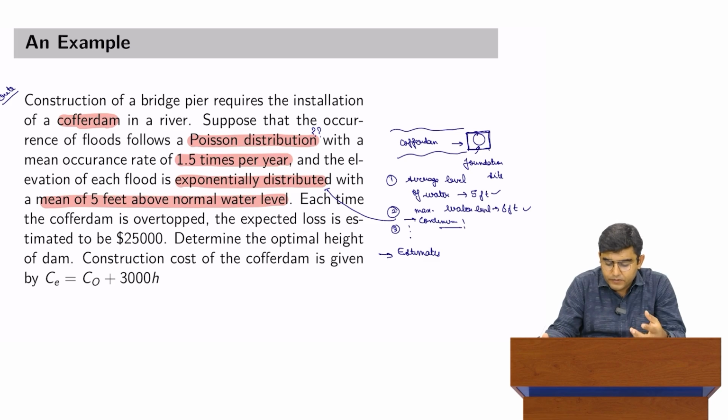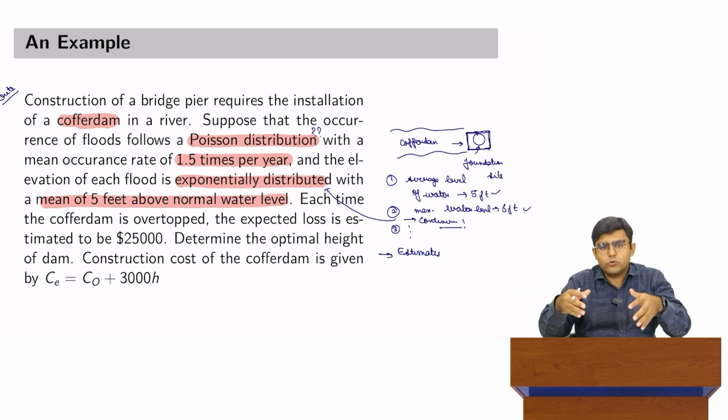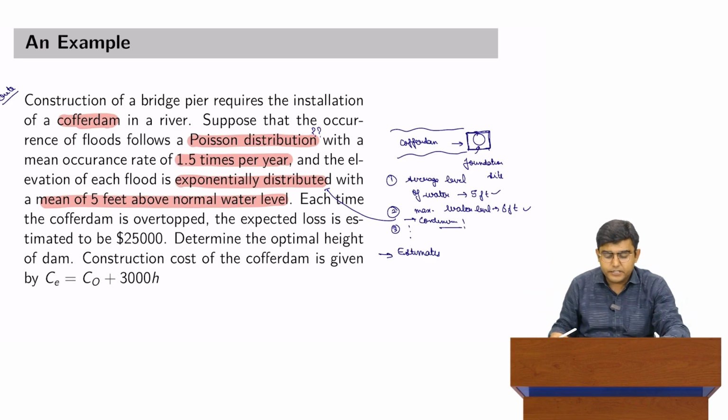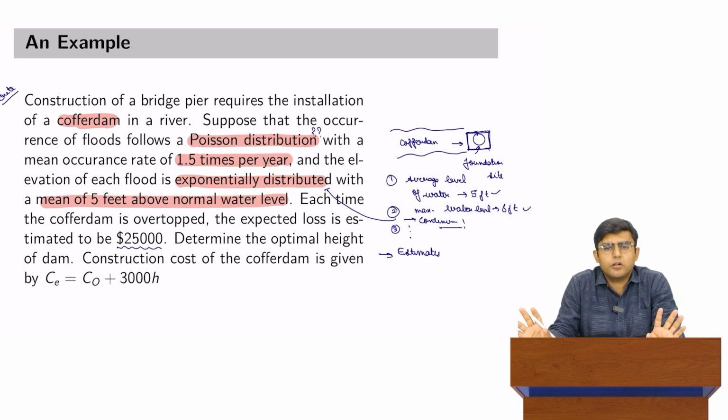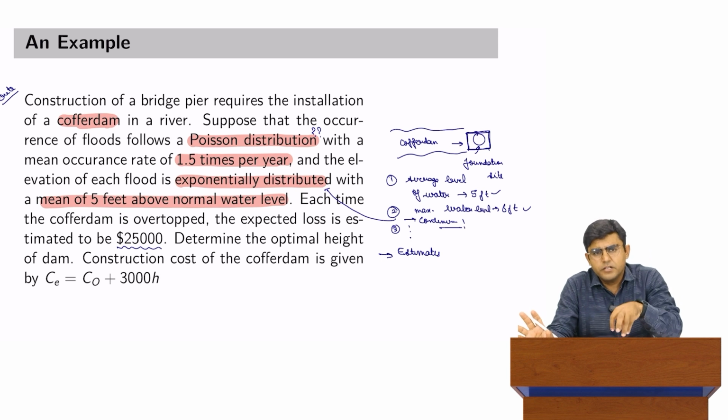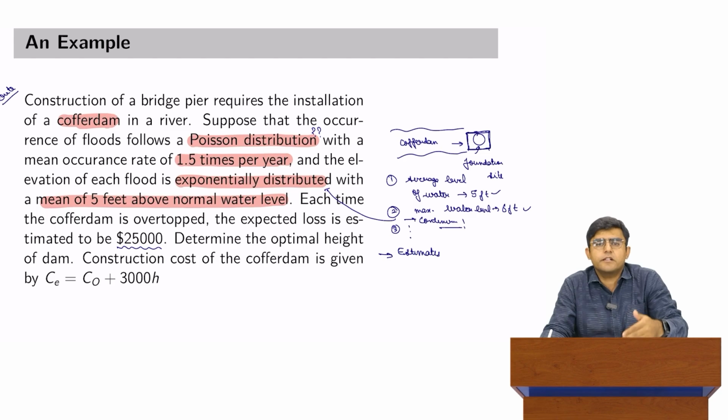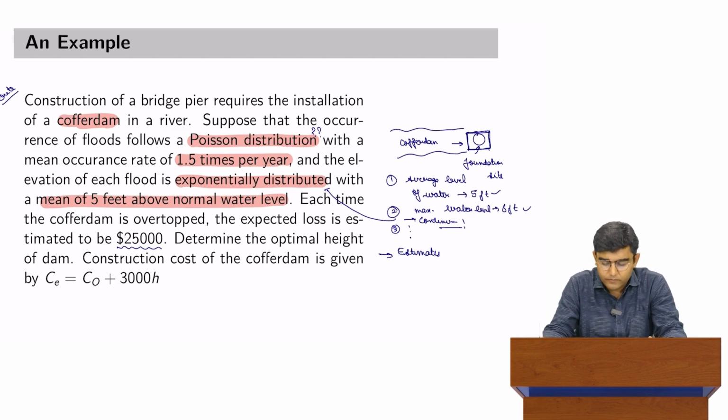So here we have another piece of information: each time this coffer dam is overtopped, that is, when water enters the construction site, the expected loss would be of the order of $25,000. I have just used some notation to avoid multiple zeros, but this discussion can be scaled to any currency value of interest. And here the question is, determine the optimal height of the dam.